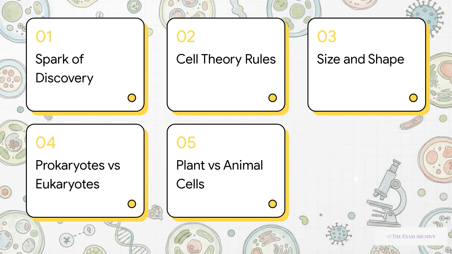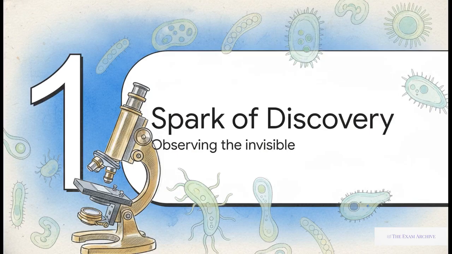Here is our roadmap for today. 1. The spark of discovery. 2. Unifying rules, cell theory. 3. Variations in size and shape. 4. Prokaryotes versus eukaryotes. And 5. Plant versus animal cells. Starting right off with Section 1, the spark of discovery.